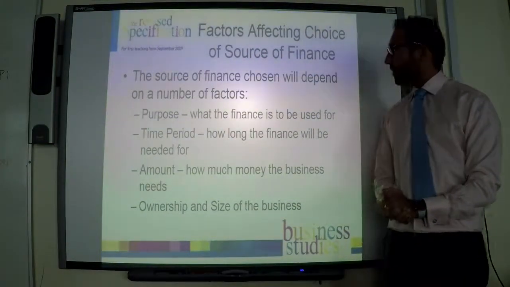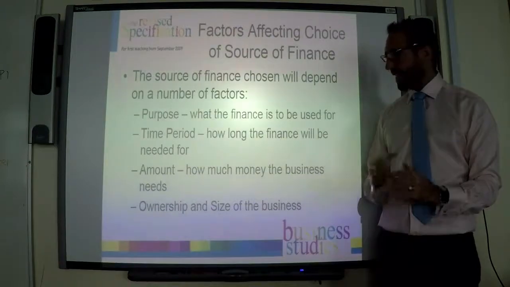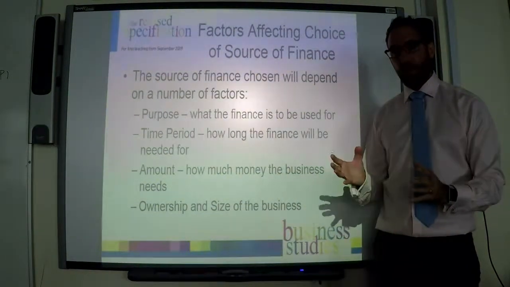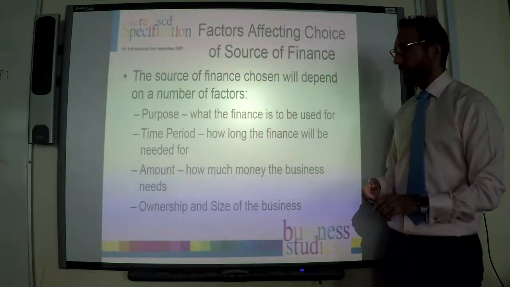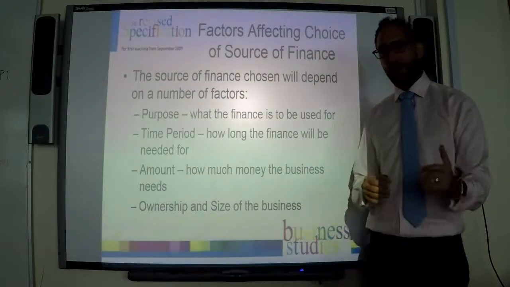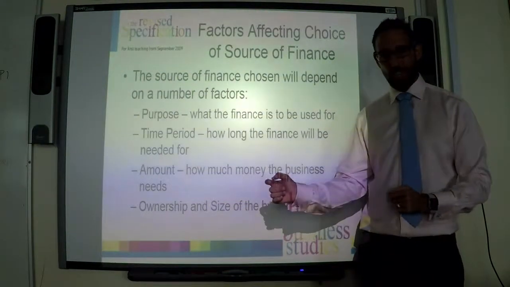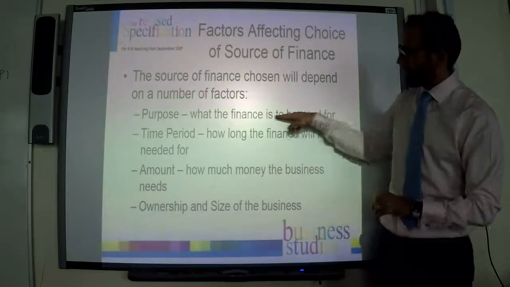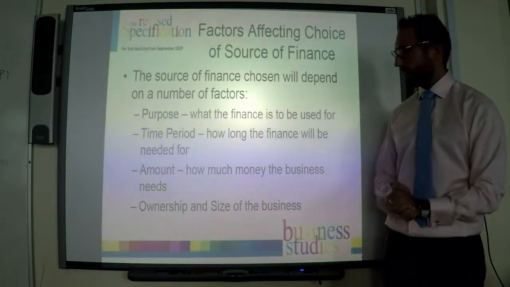Right, just lastly then, what affects the source of finance? How do you decide which source of finance to use? Well, it comes down to purpose. What will it be used for? Okay. If it is stock, then you could get stock on trade credit. But remember, you cannot get a machine on trade credit because trade credit is only used for supplies, such as stock. So this will affect the source of finance available.